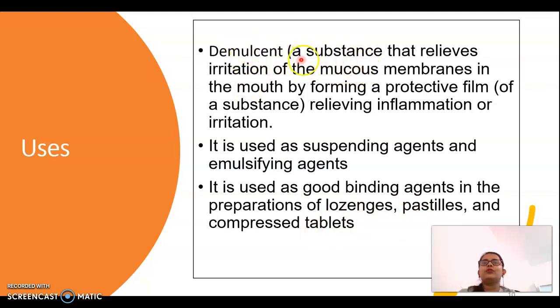Here I have put the definition of demulcent: a substance that relieves irritation of the mucous membrane in the mouth by forming a protective film. Demulcent means it will reduce the inflammation inside the mouth. So acacia is present in many pastes, lozenges and tablets, and it will reduce the inflammation.